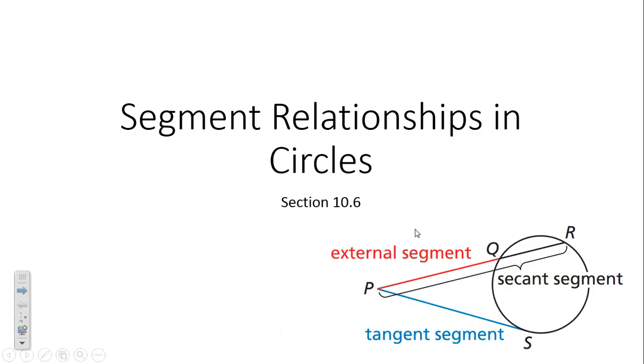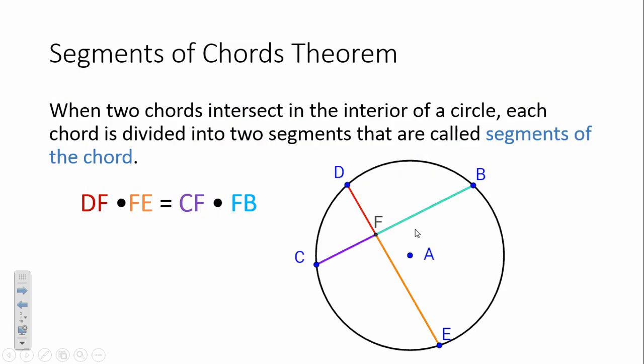We're exploring the segment relationships in circles today. And the first theorem that we need to talk about is the Segments of Chords theorem. The Segments of Chords theorem says that when you have two chords that intersect inside the circle, they're going to break down into two separate segments. Each of those chords will have two segments that are made.